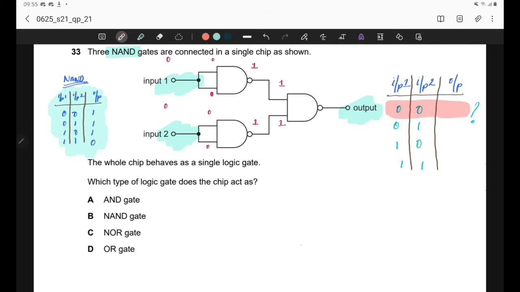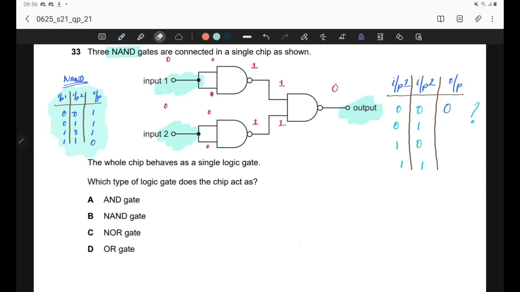In this case, what will be the output? When the inputs are 1 and 1, the output of a NAND gate will be 0. So here the output will be 0. So for this whole combination of logic gates, when the inputs are 0, 0, we have already seen the output will be 0.